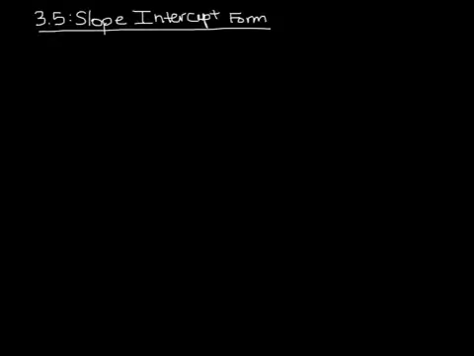The next lesson is about slope-intercept form. So many of you probably know this, and you've heard it before. So slope-intercept form, you will see written as y equals mx plus b. And in this one, the m represents our slope, and the b represents our y-intercept.